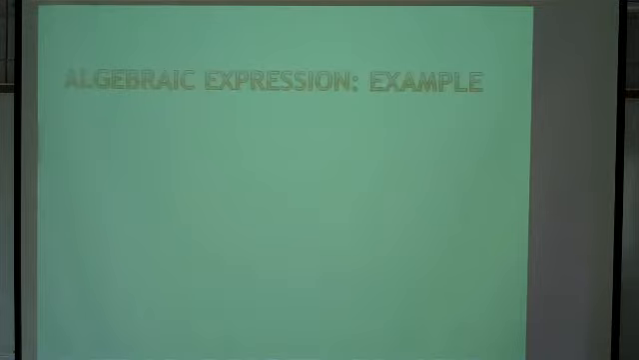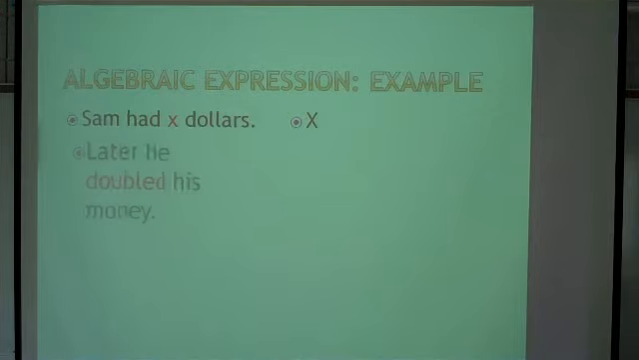Now let's give an example where we put it all into a word problem. Sam has X dollars. The money that Sam has is represented by the letter X. Later, he doubles his money. Doubles is a multiplication term, so we show his money as 2x. He doubled his money.